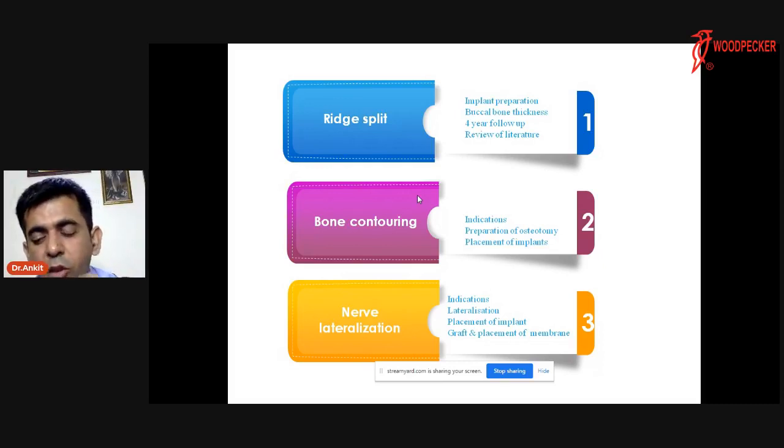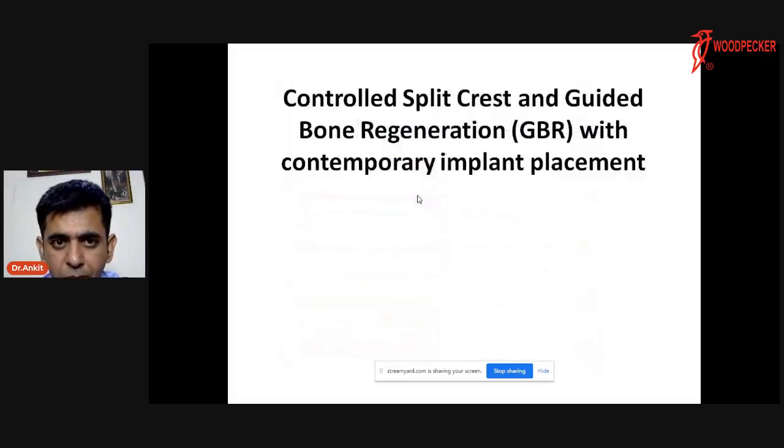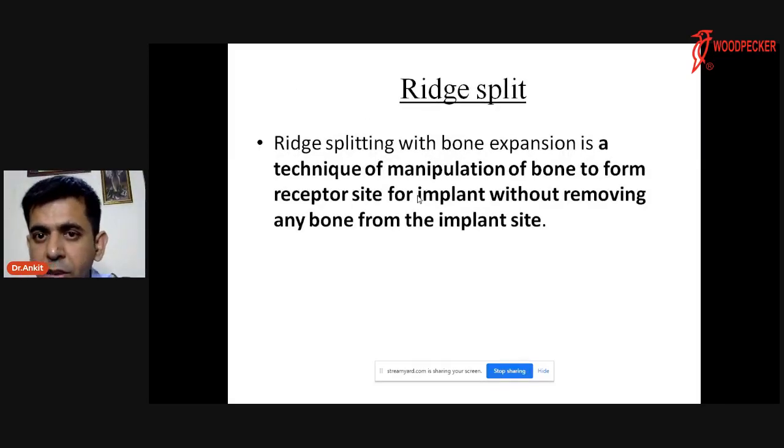So in such scenarios, we will be discussing them in the coming lectures, right? Now let's discuss case one, that is the controlled split crest and guided bone regeneration with contemporary implant placement, right? So what we'll be discussing in this case would be ridge split.